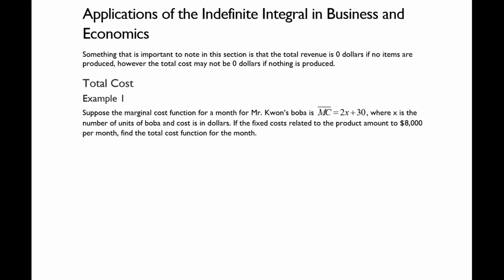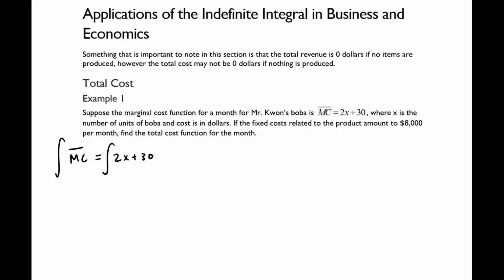Let's talk about example 1, which goes over total cost. Suppose the marginal cost function for a month for Mr. Kwan's boba is MC bar equals 2x plus 30, where x is the number of units of boba and cost is in dollars. If the fixed costs related to the product amount to $8,000 per month, find the total cost function for the month.